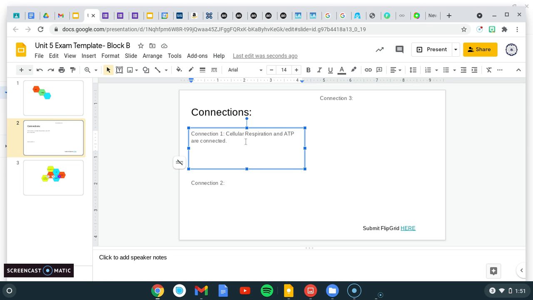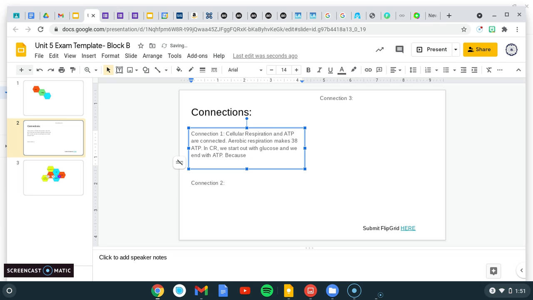So let's do that. So for some pieces of evidence, I'm going to say aerobic respiration makes 38 ATP. That's one piece of evidence. My second piece is I'm going to talk about how in cellular respiration, we start out with glucose and we end with ATP. Now I'm going to use this evidence to support my claim.